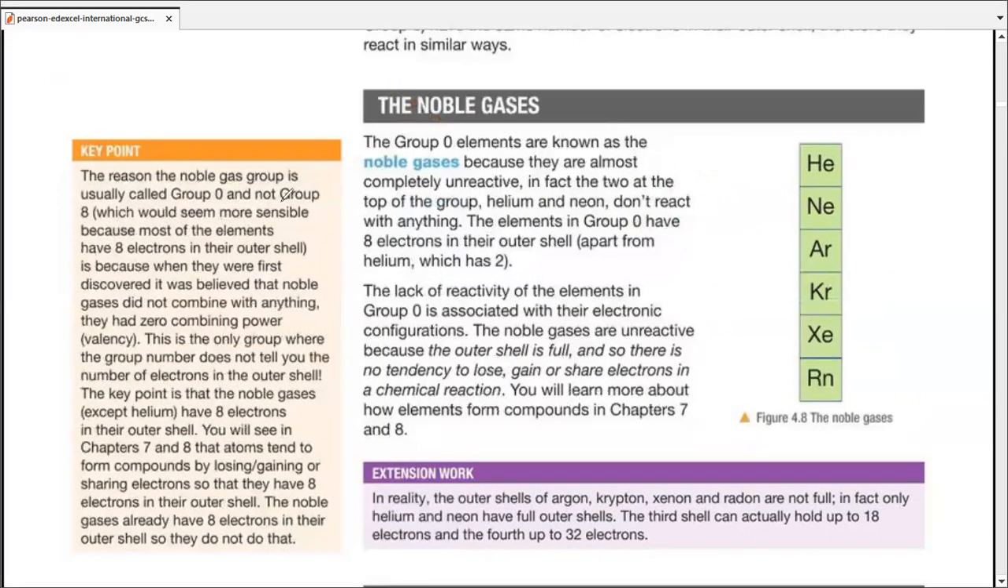The reason the noble gases group is usually known as group 0 and not group 8, even though almost all the elements in the group have 8 electrons in their outermost shell, is that helium is an exception. We studied that exception before. Apart from that, they don't have any combining capacity. They don't lose electrons, they don't share electrons, they don't gain electrons. They have zero combining power with any other element. We call them noble for this reason. They won't be going for any chemical reactions because their outer shells are almost full or already stable to begin with. So they don't react.